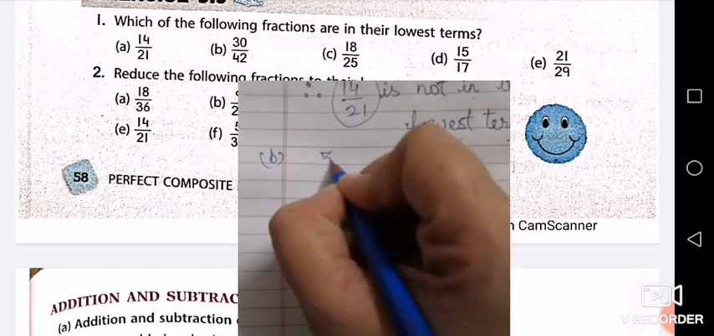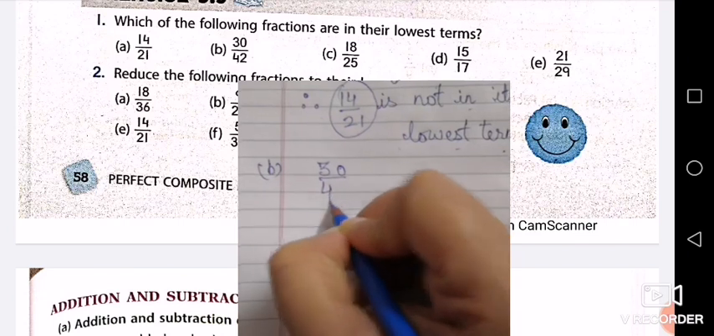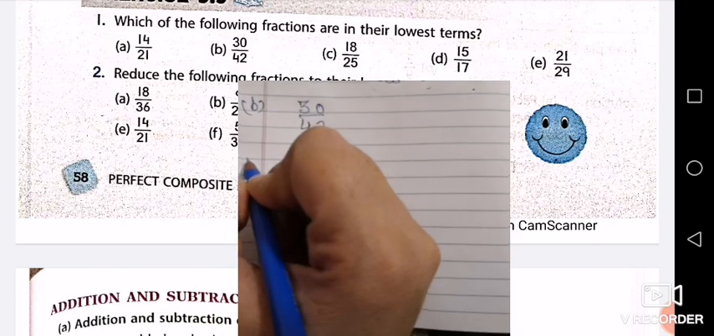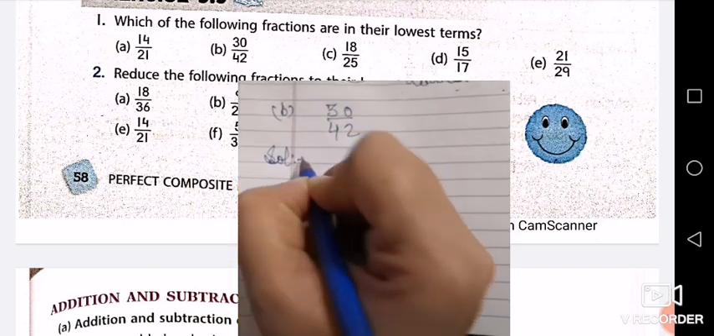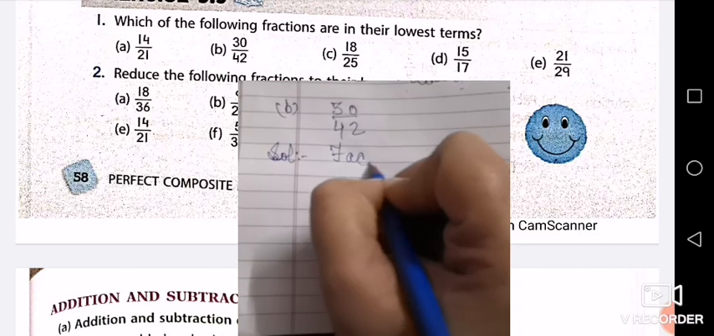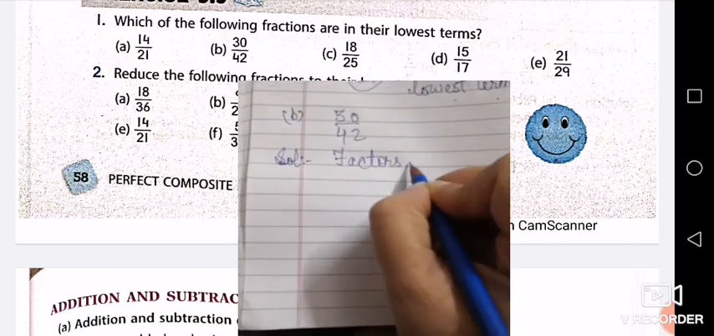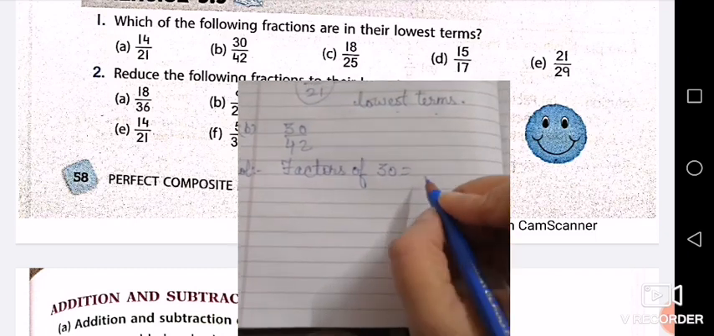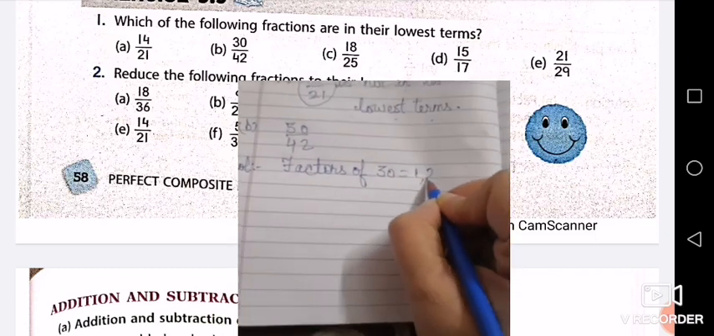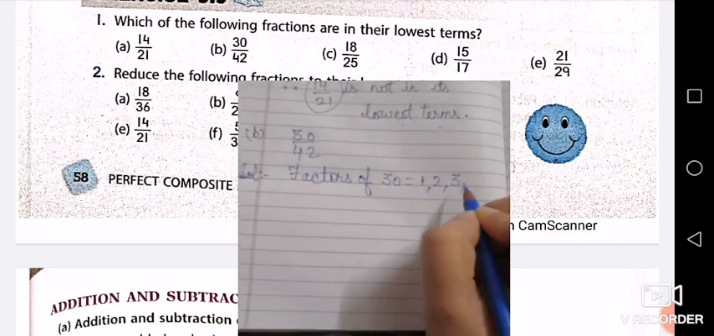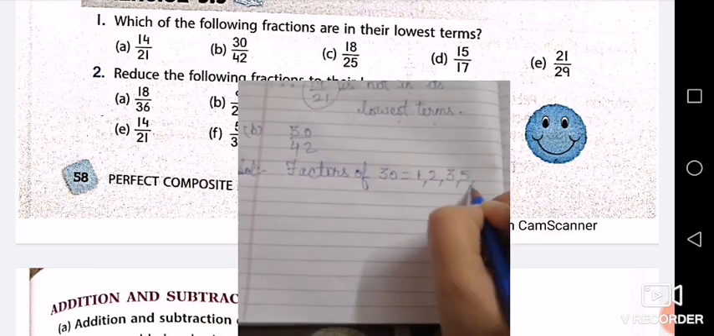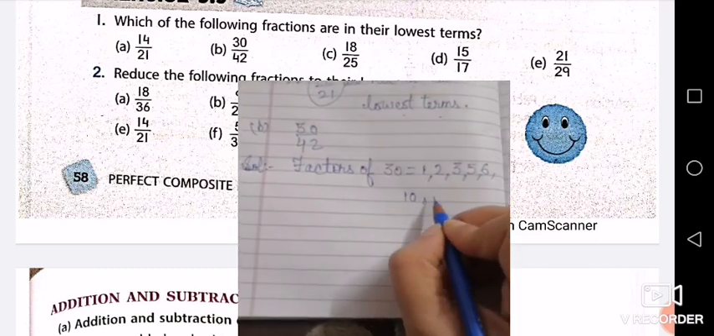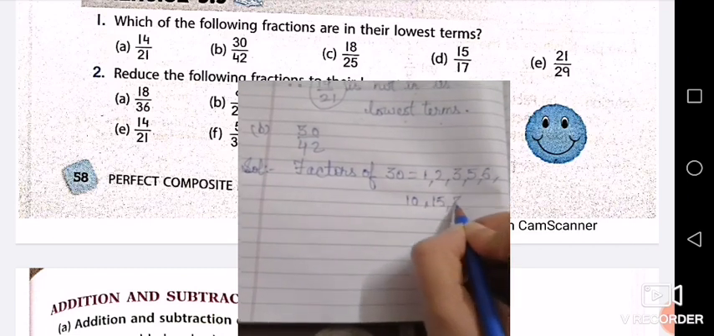Now the B part is 30 upon 42. So now we will write factors of 30 and then factors of 42. So let's start this. Factors of 30 we will write. What are the factors of 30? 1, 2, 3, then 5, then 6, then 10, then 15 and then 30.